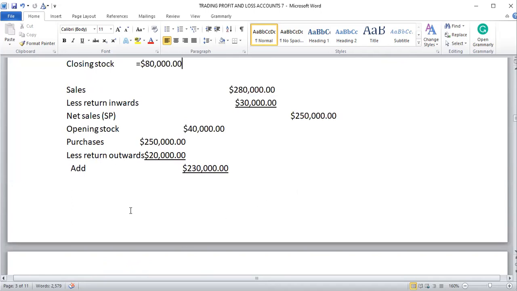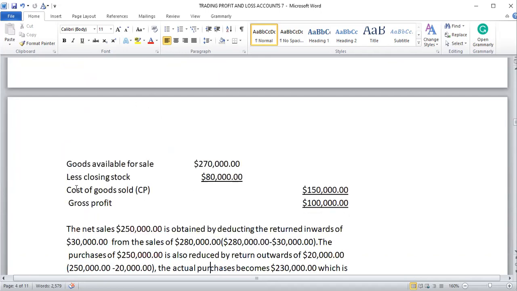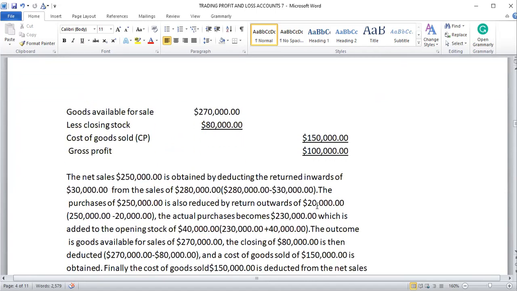So the net sales of $250,000 minus our cost of goods sold of $150,000, we get a profit of $100,000. So $250,000 minus $150,000 cost of goods sold, we get a gross profit of $100,000.